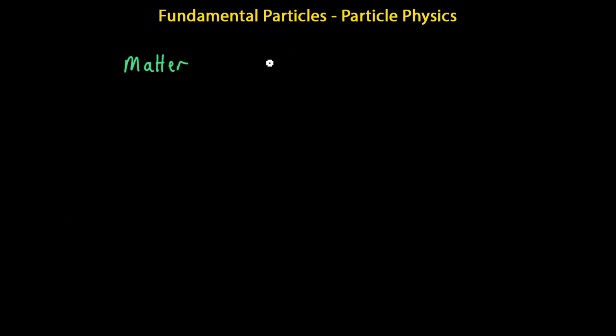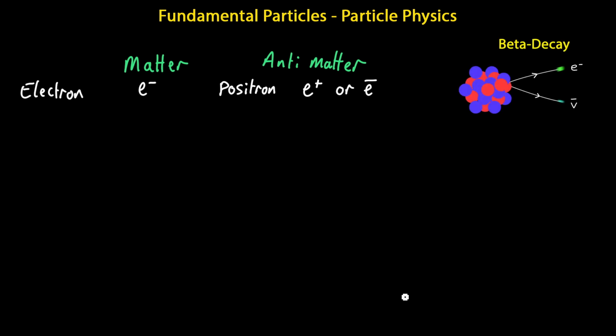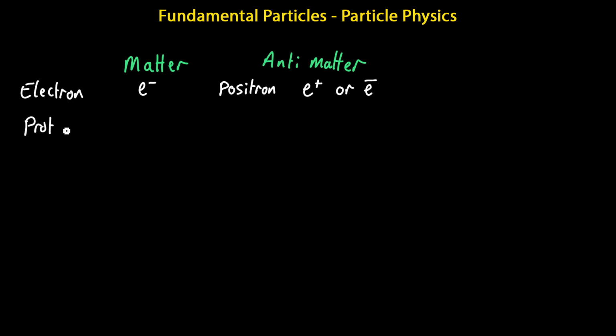Now, every fundamental particle has its antimatter equivalent. So, for example, an electron is a matter particle, and its antimatter equivalent is called the positron. We can also call this the positive electron, or sometimes the anti-electron. And we covered some of this in the beta particle decay video that I did a couple of weeks ago, and I'll put this video in the card above. But all antimatter particles have the same mass as their matter particles. The only difference is they have the opposite electric charge.